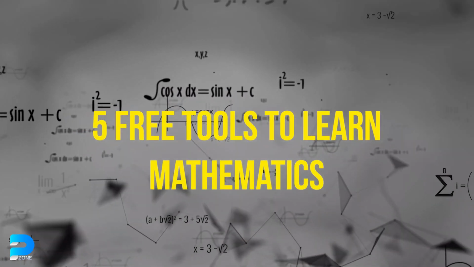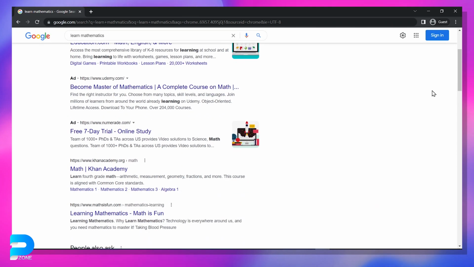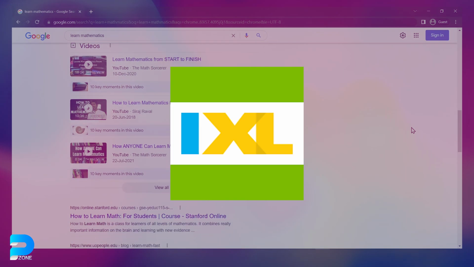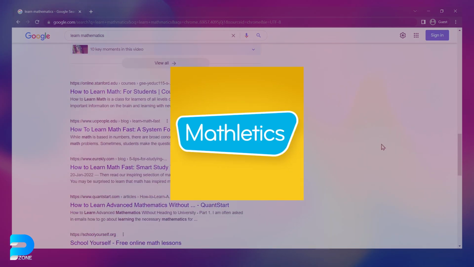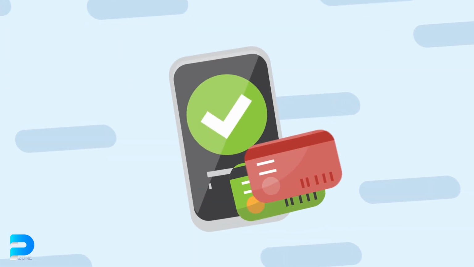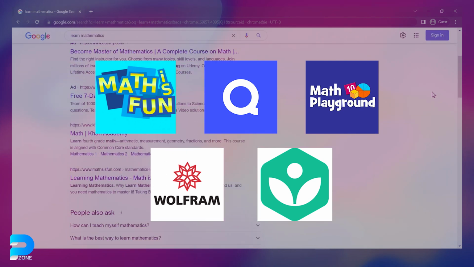5 free tools to learn mathematics. I'm sure you're all wondering how you can improve your mathematics and statistics of any grade, class, or school. Well, there are several sites and apps you can use to practice what you've learned, including IXL, Mathletics, and Art of Problem Solving. But if you don't want to pay for them, then there are free ways to do it too. Here are 5 apps or websites to help you learn maths.